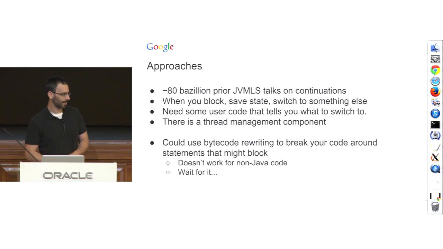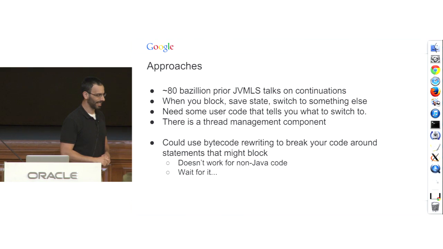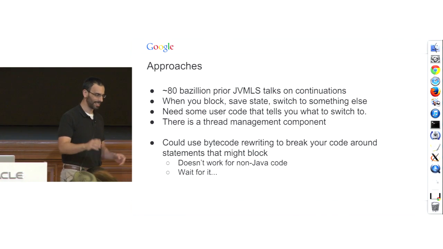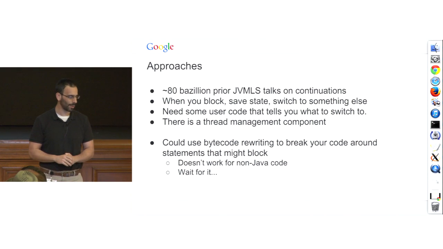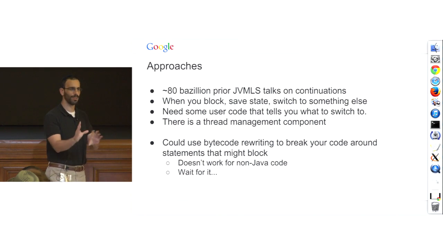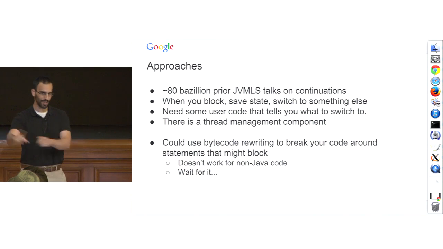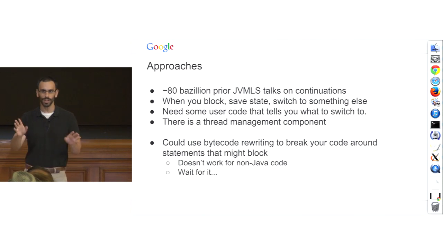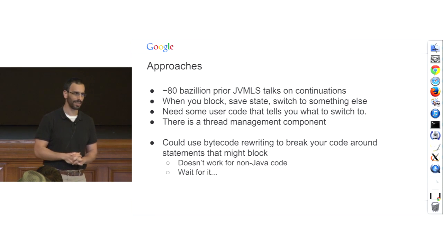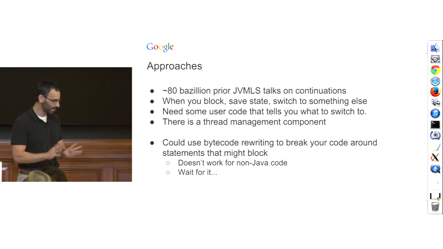So approaches, well, there are 80 bazillion prior JVM Language Summit talks on continuations. The approach is usually very simple. When you block, instead of blocking, you save some chunk of state, and then you go execute something else. And you need some user code that tells you what to switch to, and you need to manage your threads somehow, and Bob's your uncle.